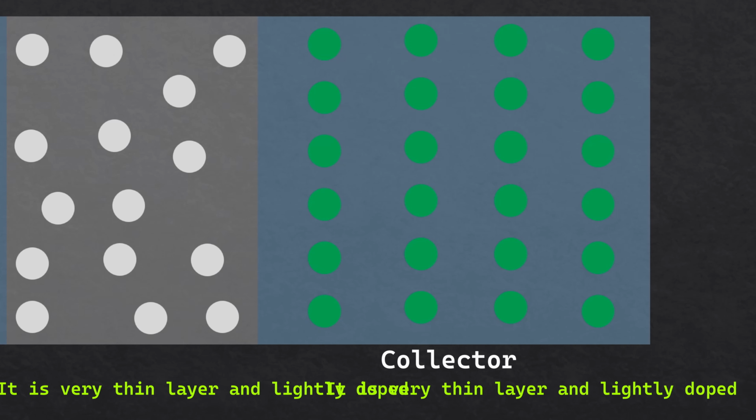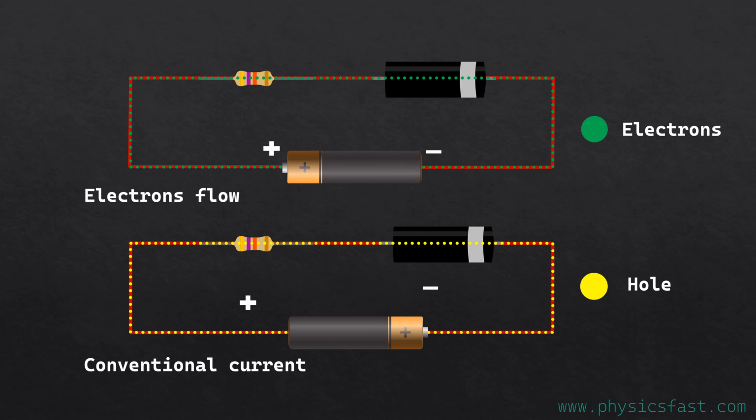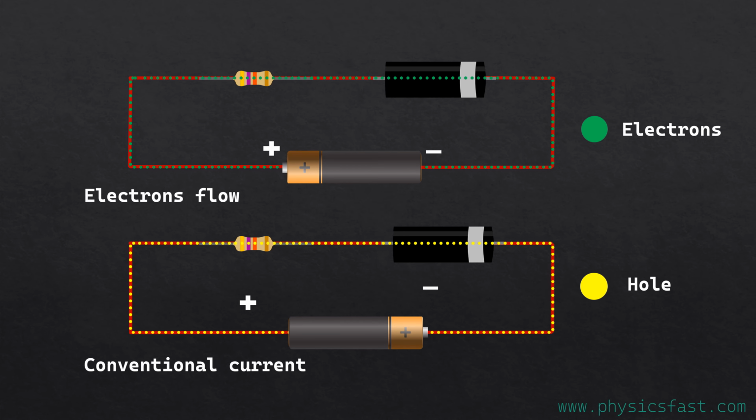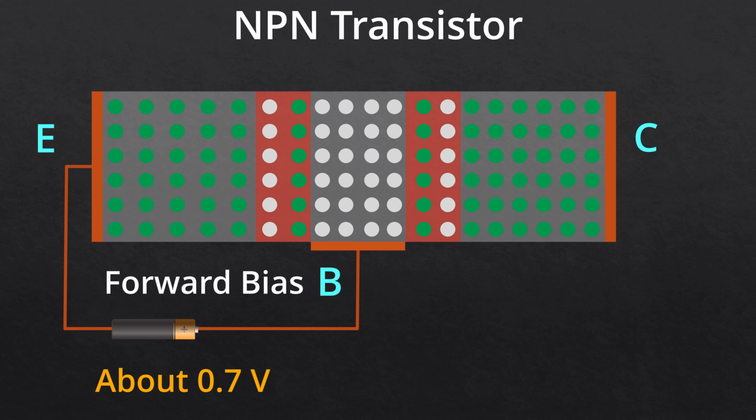In the case of conventional current, the current flows from the positive terminal of the battery to the negative terminal. But electrons flow from the negative terminal of the battery to the positive terminal. Here, we will explain the bipolar junction transistor with the help of the flow of electrons. For an NPN transistor, if the negative terminal of the battery is connected to the emitter and the positive terminal is connected to the base, it is called forward bias.